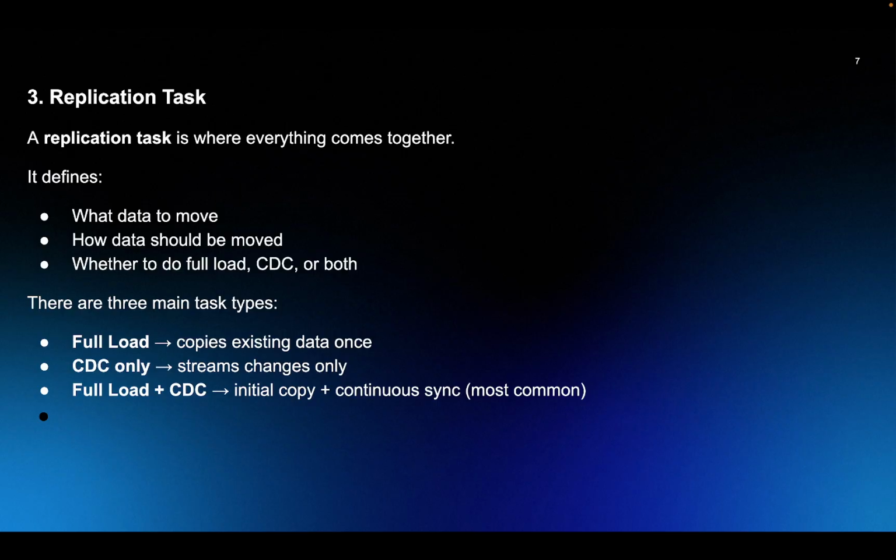Or you can set it up in such a way that you can load all the data and also copy the changes. So this is a continuous synchronization. It's going to sync your data. So you load the initial data from the source to the destination, and then afterwards any changes that happen in the source data, you want to continuously copy that and sync it to the destination or the target database.